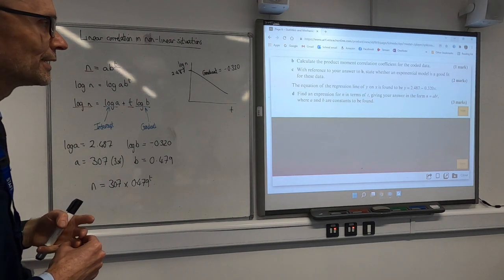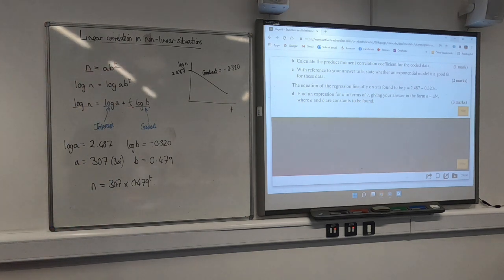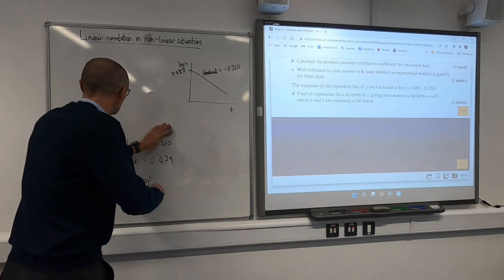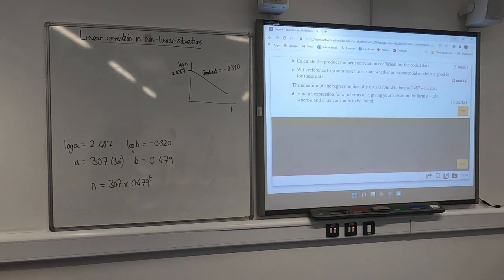Okay, so that's the first of two nonlinear situations that we need to come across. Exponential growth or decay. There's one more. First of two, so there's only two. The other one tends to occur in science a lot, where you get two things which are related by a power.